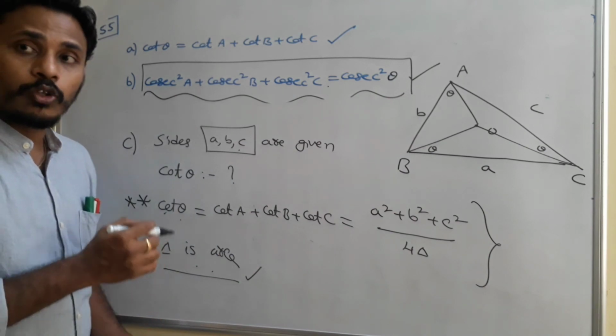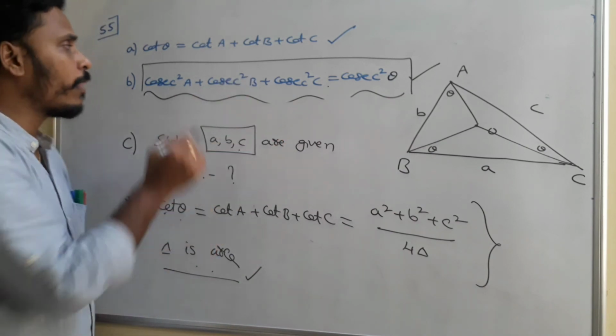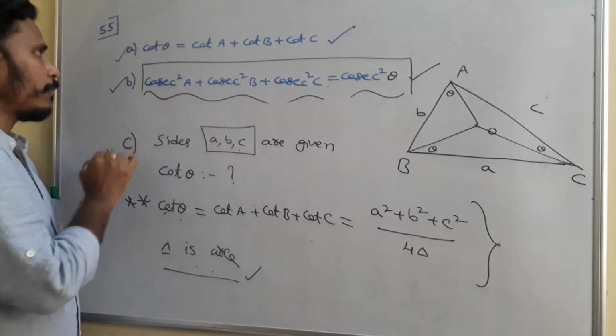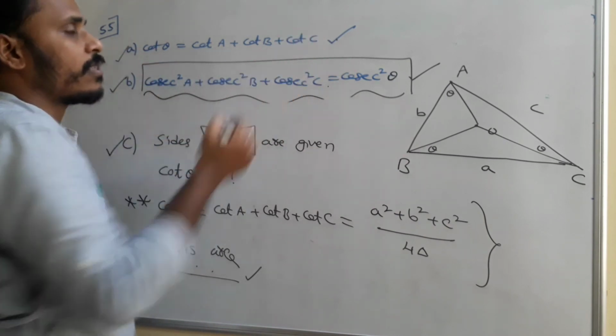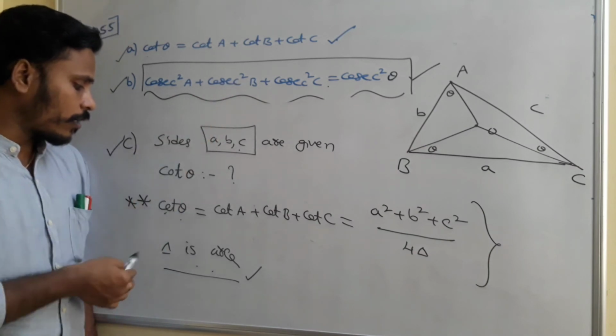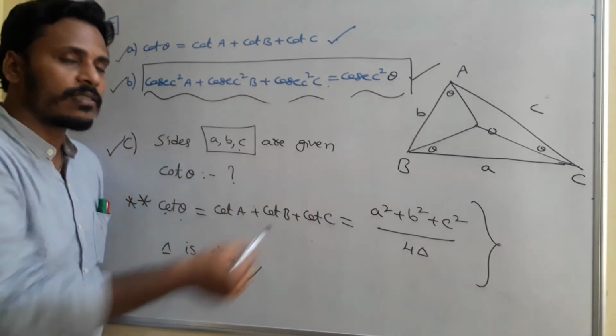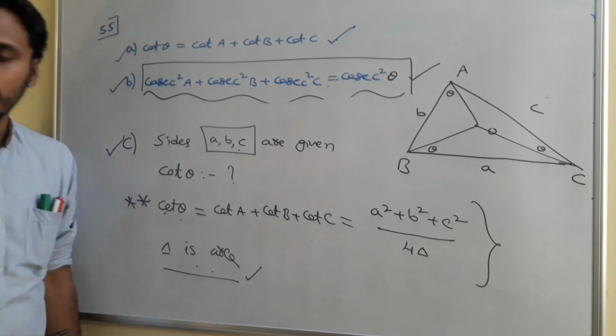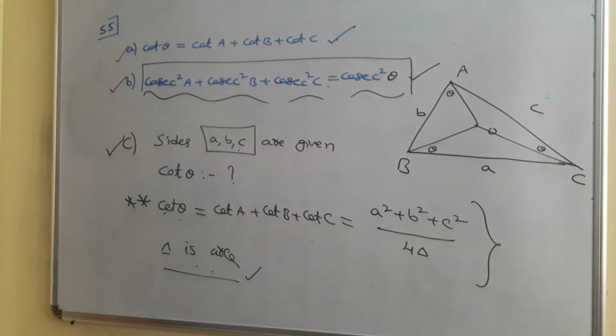Okay, so related to this particular problem, we have 3 subparts. First is related to cot theta as the sum of cot A, cot B, cot C. Second is related to the cosecant square, and third is finding cot theta as A square plus B square plus C square by 4 delta, in terms of the sides and the area of the triangle. Okay, you will face some problems related to this. The question asks you to find cot theta by giving the sides ABC. There you will use that formula. Have a look.